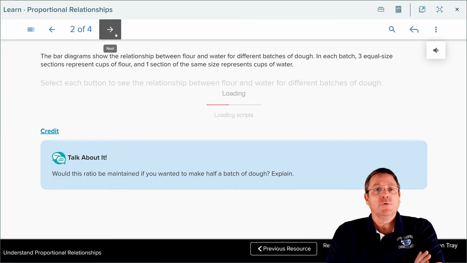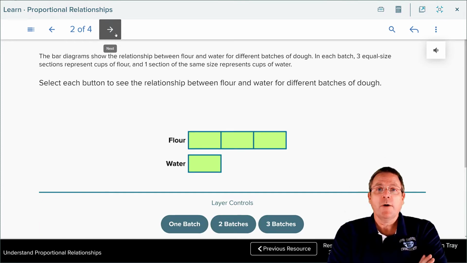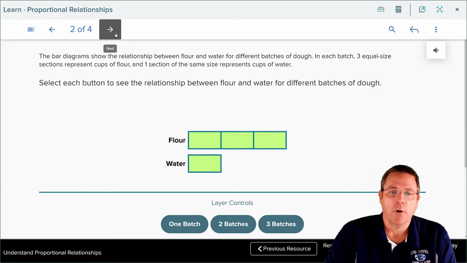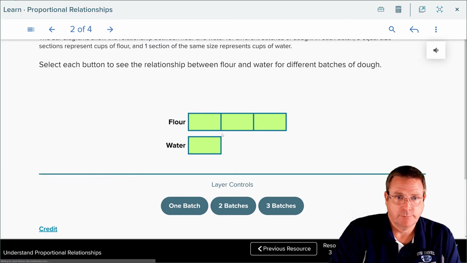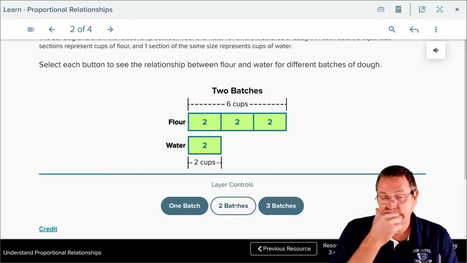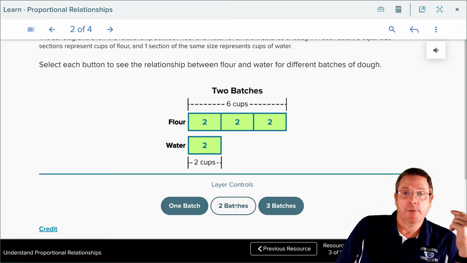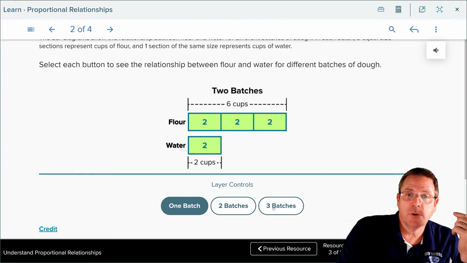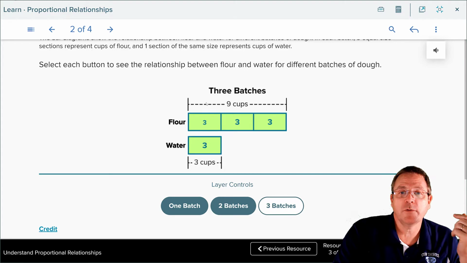The bar diagram shows the relationship between flour and water for the different batches of dough. In each batch, 3 equal sized sections represent the cups of flour, and 1 section represents the cups of water. If you did 1 batch, you would have 3 cups of flour to 1 cup of water. 2 batches, you would have to double everything in there. 3 batches, you would have to triple everything, so that now you can see you'd have 9 cups of flour to 3 cups of water down here.